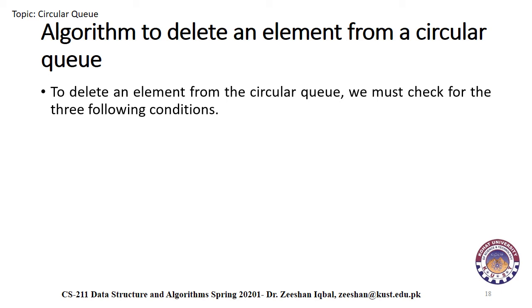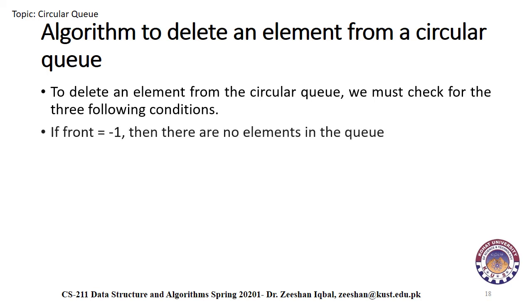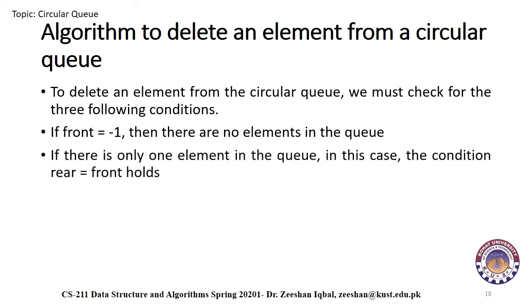In the algorithm to delete an element from a circular queue, we must check the following 3 conditions. Number 1, if front is equal to -1, then there are no values in the queue, and therefore this will be the case of an underflow condition. Number 2, if there is only one element in the queue, in this case the condition rear is equal to front holds, and therefore both are set to -1 and the queue is deleted completely.